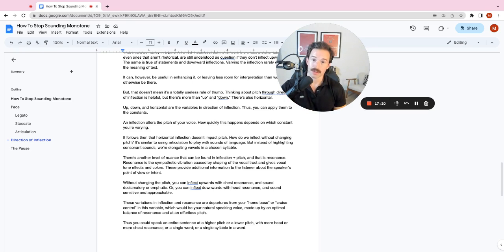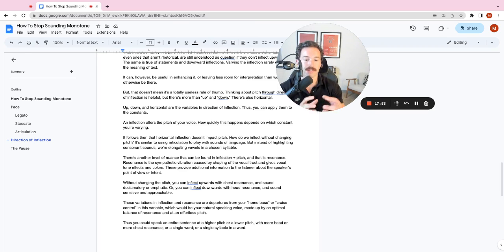Now, if we do the same thing but the opposite, I will read the same sentences but inflect upwards without the chest voice and inflect downwards with chest resonance. Without changing the pitch, you can inflect upwards with chest resonance and sound declamatory or emphatic. Or you can inflect downwards with head resonance and sound sensitive and approachable. All I'm doing is just changing the balance of resonance for each of those inflections.